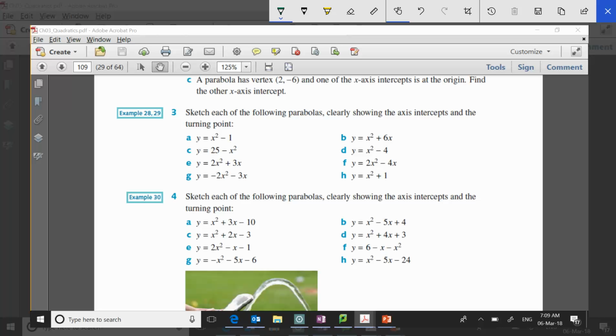Okay. At the end of the day, you're just really trying to find the three things: y-intercept, x-intercept, turning point. You can do that well. You can do 3F well.